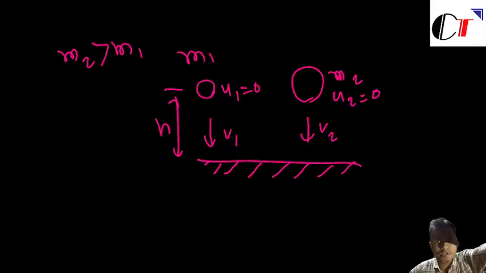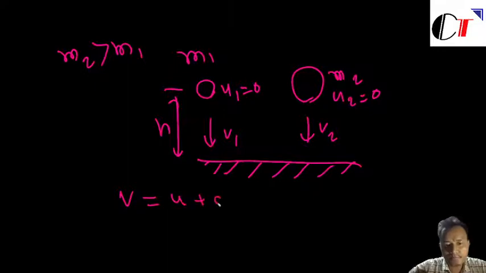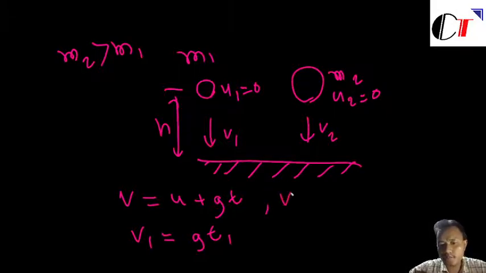Now, if you compare the motion of the two objects, even though they have different masses, as we have discussed earlier, for constant acceleration, the effect of mass can be neglected. This means the mass does not affect the velocity or the speed of the object. And now you can easily see our final velocity v is u plus gt. And since u, the initial velocity, is 0 for both objects, v1 is equal to just gt1, and v2 will be just gt2.